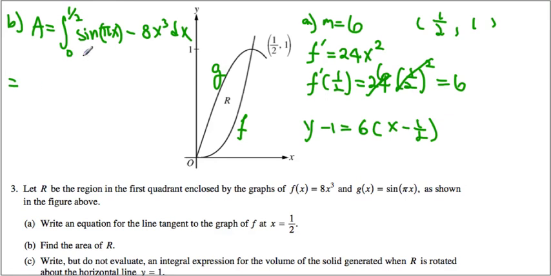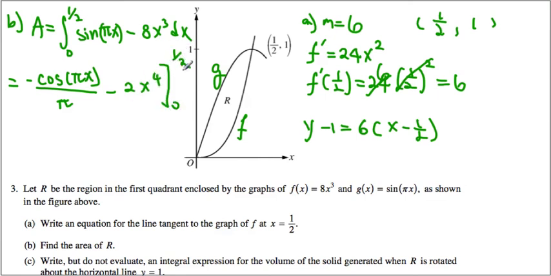Now, once you integrate sine, we end up getting negative cosine of pi x by the chain rule, or you can consider it to be use substitution. This is what we get, minus 2x to the fourth power, which goes from 0 through 1/2. Once you plug in the 1/2, the cosine of pi over 2 becomes 0. So what we end up getting here is negative 2 times 1/2 to the fourth power.